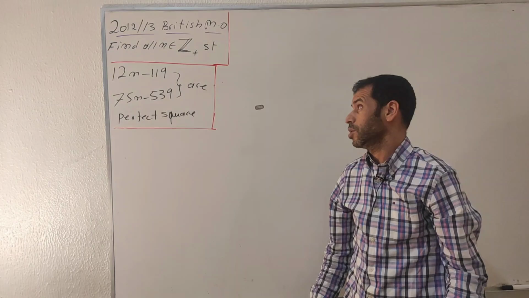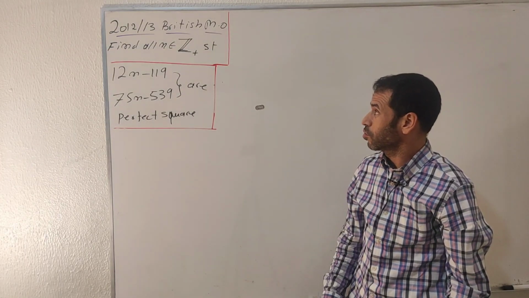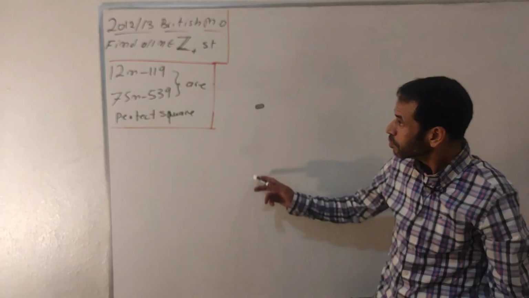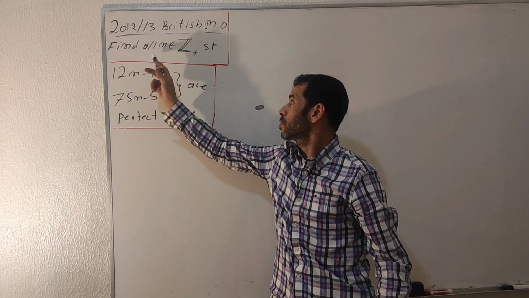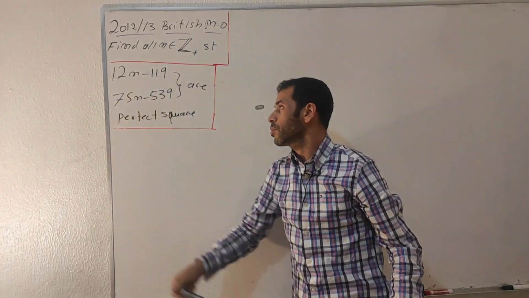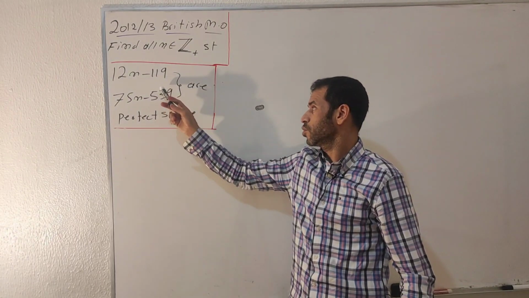Here is a nice problem. It's coming from the British Mathematical Olympiad, the year 2012-2013. Here is the following setup. Find all positive integers n such that we have satisfied these both statements.